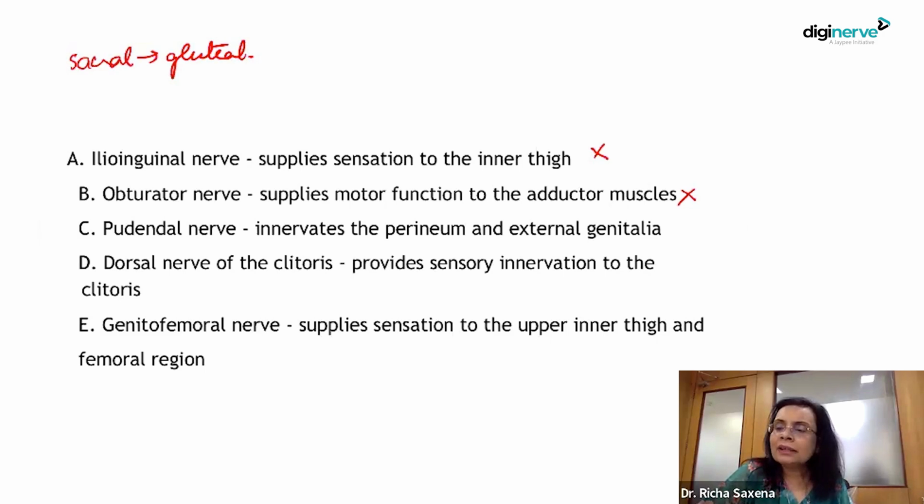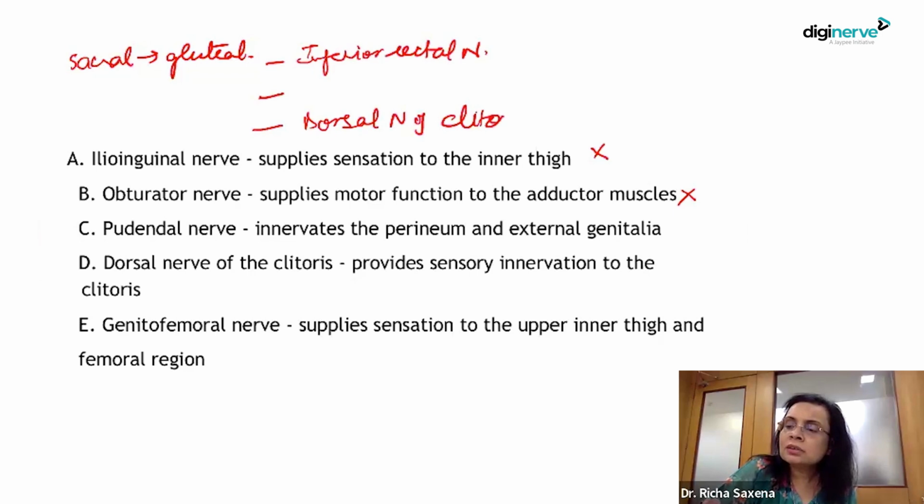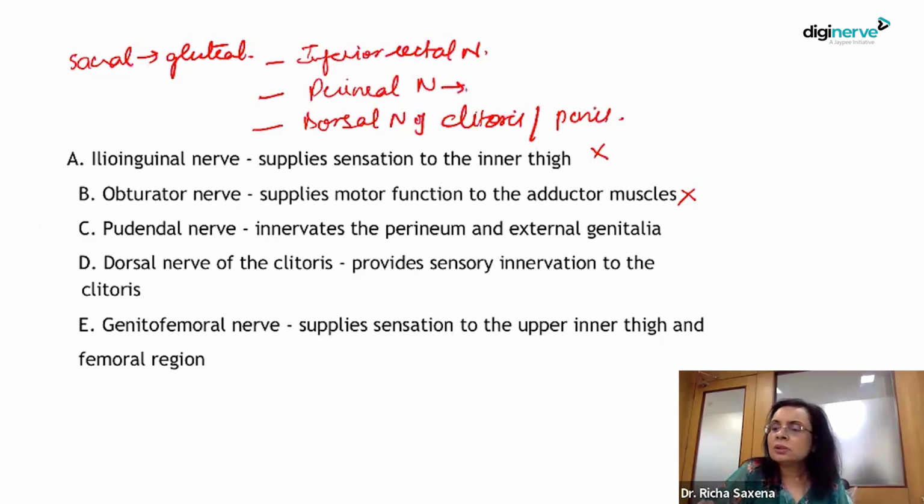And then it finally divides, it gives rise to three branches. One is the inferior rectal nerve, and it divides into two branches, which are the dorsal nerve of the clitoris or penis, and the other is the perineal nerve, the superficial and the deep branches.